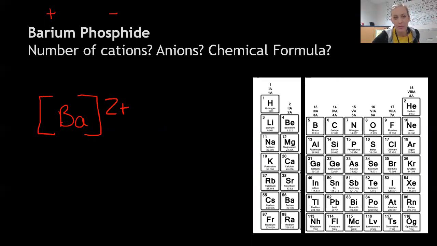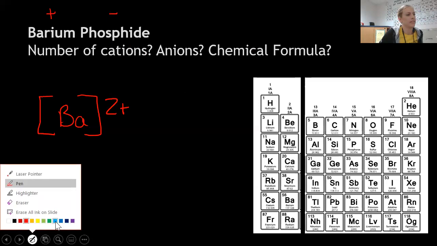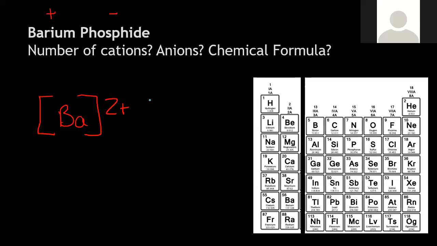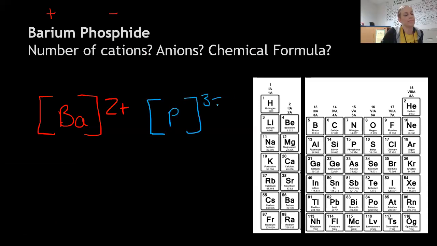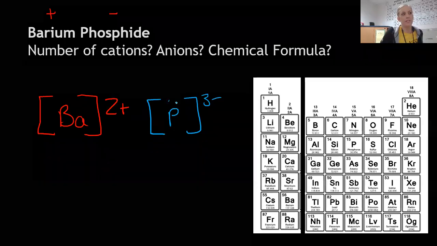I'm going to have someone else help me with the next one. Lucas, how do you do phosphide? The brackets and then 3 minus. What else do I have to draw? What's this one missing? The dots. Yeah, all the Lewis dots.